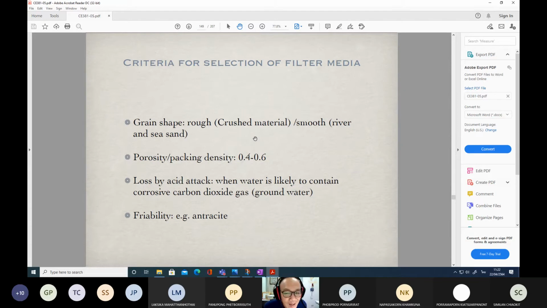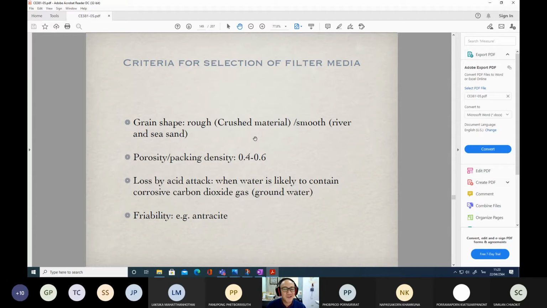For the filter media, these are the criteria for the selection of the filter media. We select the media based on the grain shape, rough material or smooth sand. If we want smooth sand, we normally take the smooth sand from the river. The best one should be Ottawa sand. Have you ever heard about that? Ottawa sand is very expensive in Thailand, and probably in many countries we don't use Ottawa sand as the sand media. We mostly use river sand.